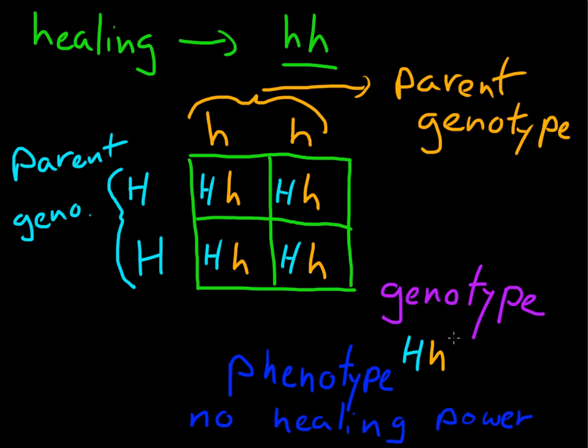Okay, so everyone in the diagram, so 100%, the genotype will be capital H, lowercase h, and the phenotype, because there's no other recessive homozygous trait going on, is no healing power. Okay, so that's the basis of a Punnett square.